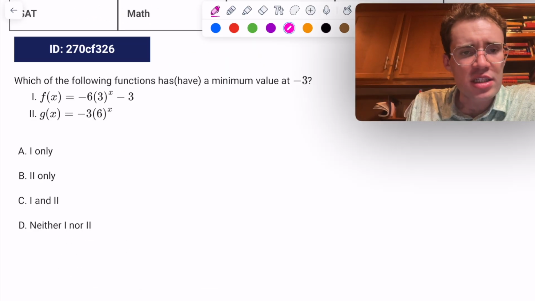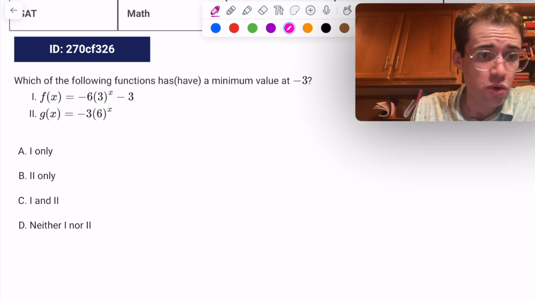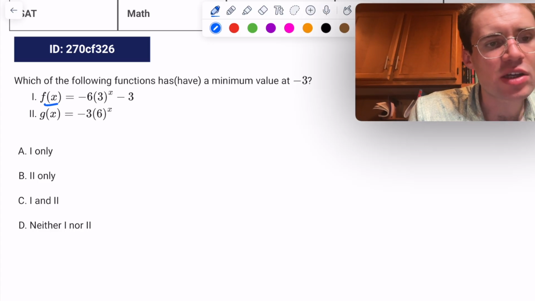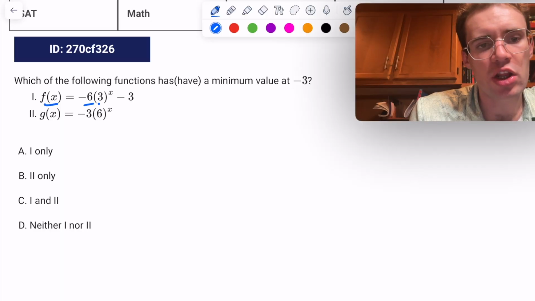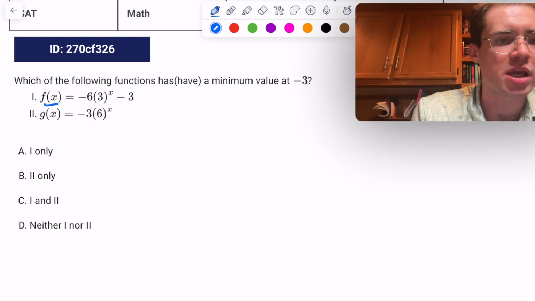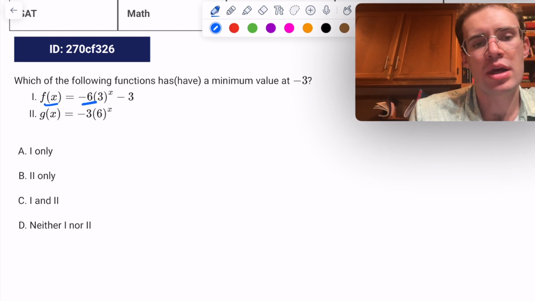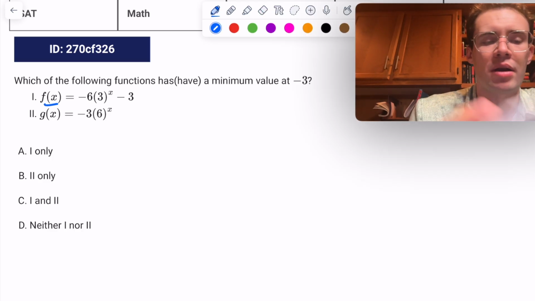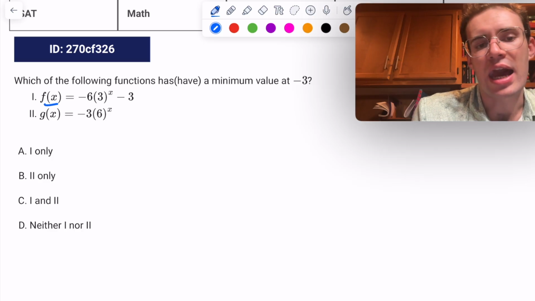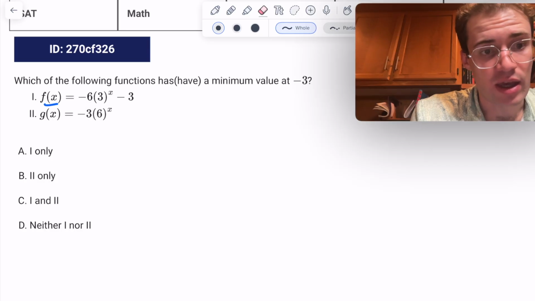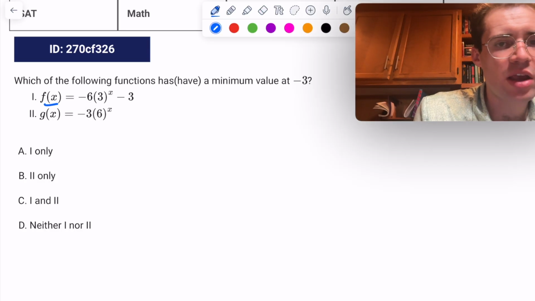Which of the following functions has or have a minimum value at -3? So we've got two possible functions. It could be one of them, both of them, or neither of them. It says f of x is equal to -6 times the quantity 3 raised to the x power minus 3. So we have an exponential function that's shifted down by 3, where our a value is -6. Technically, the value at time 0 is -6 minus 3, so it'd be -9. But the thing that you're putting there, the a value, is -6. And our growth factor is 3, so it's tripling each time, or I guess going 3 times more negative. And the other one, we have a principal value of -3.